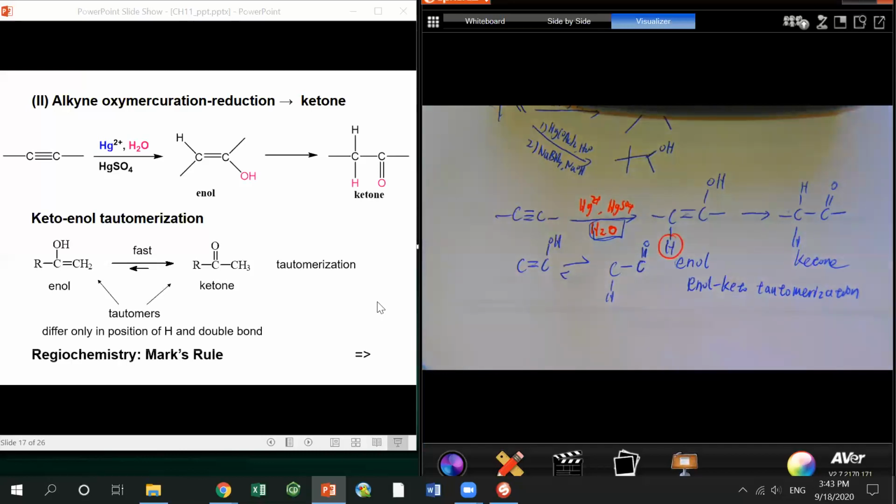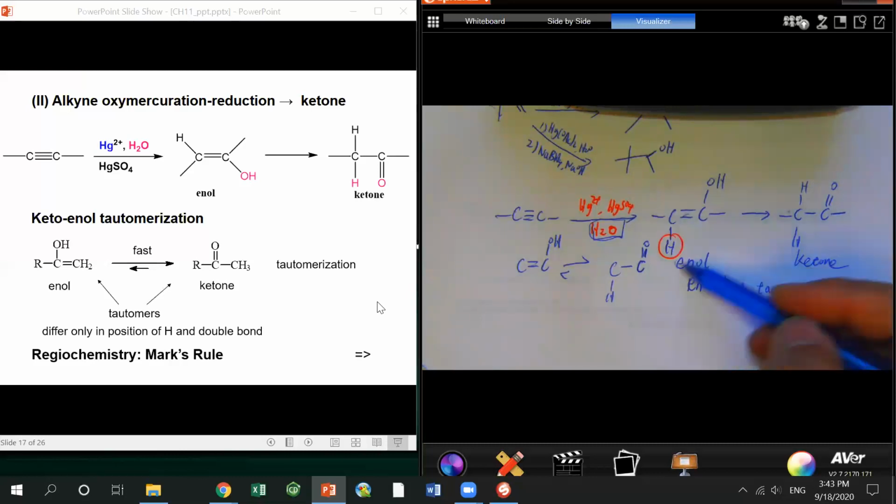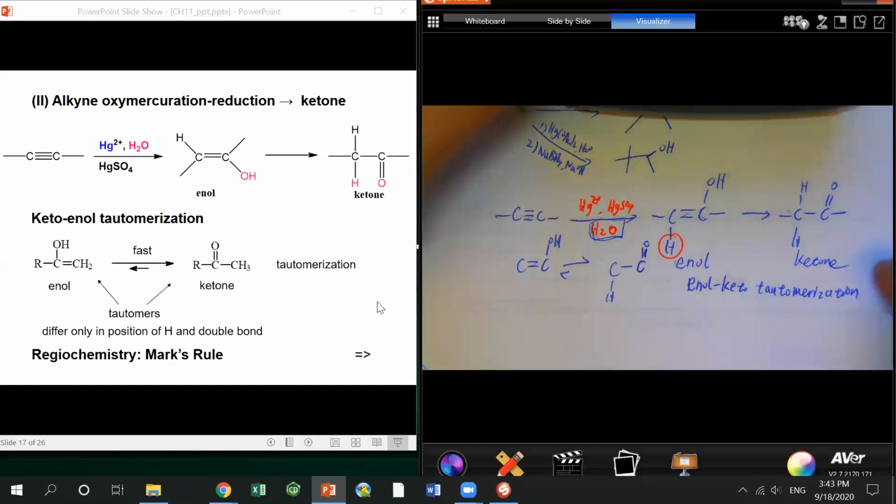For this reaction, there's no stereochemistry, because we eventually generate a ketone, a planar structure. But the regiochemistry still follows Markovnikov. That means when you generate the enol, the hydrogen goes to the carbon with more hydrogens attached, and the OH goes to the carbon with more alkyl groups attached. Let me give you one example.